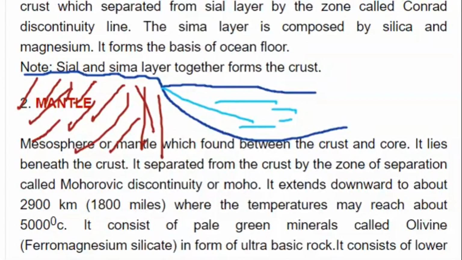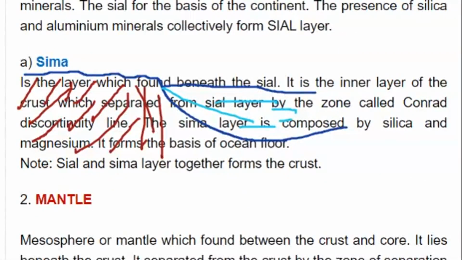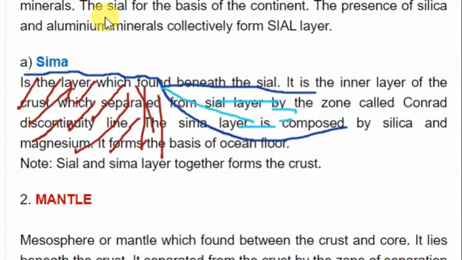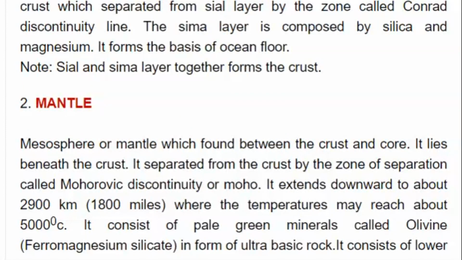I hope you can see the explanation we gave on sial. We said sial forms the basis of the continent. That means the basis of the mainland where there is no water. Then the sima layer is composed of silica and magnesium. It forms the basis of the ocean floor. The base of the ocean floor is made of the sima layer. Now we are saying that sial and the sima layer together form the crust.